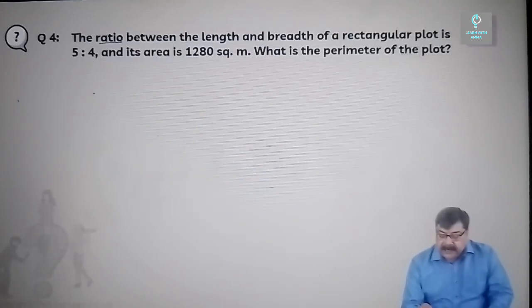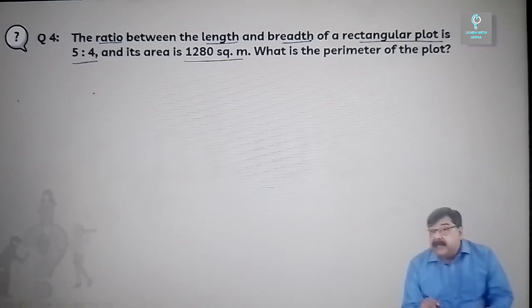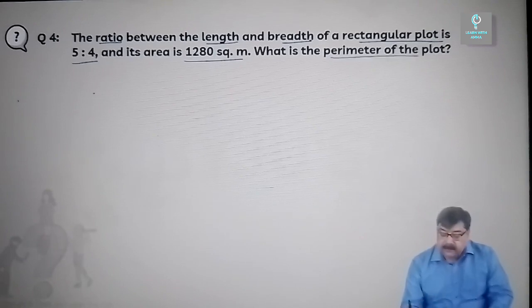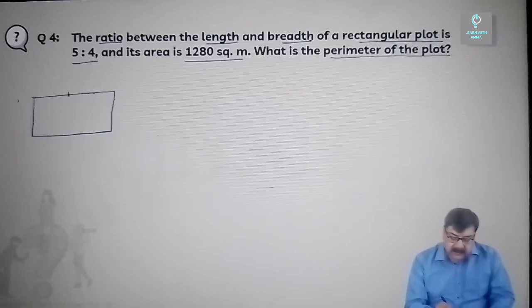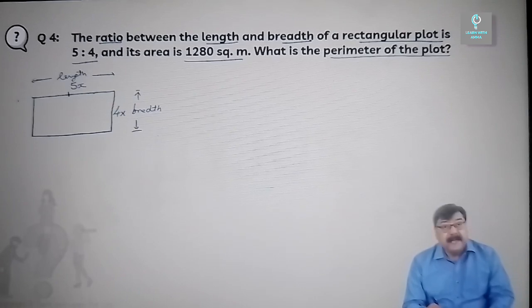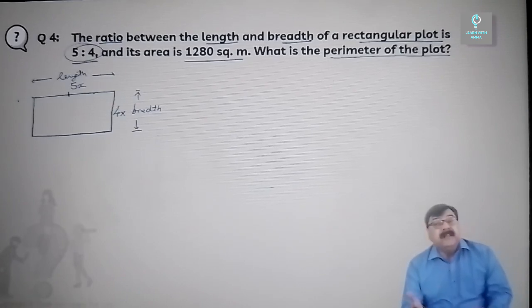Now the ratio between the length and breadth of a rectangular plot is 5:4, and its area is 1280 square meters. Now what is the perimeter of the plot? So this, let us say, is a rectangle. The length, let us say, is 5x, and the breadth in that case shall become 4x, because the ratio between the length and breadth is already specified as 5:4. So let us take the actual values as 5x and 4x, x being the common multiplier.